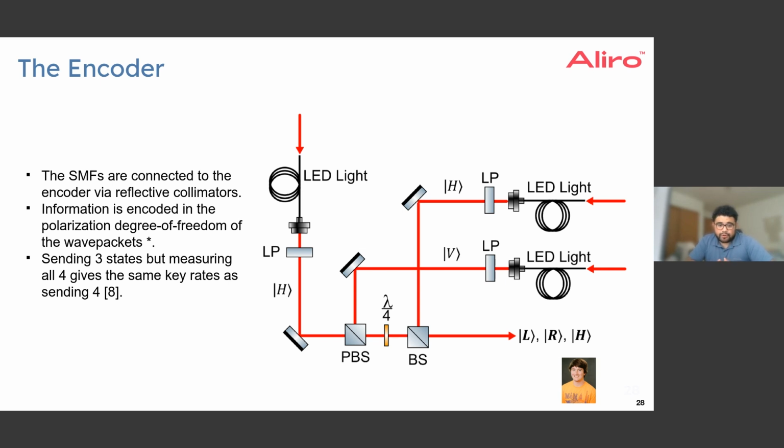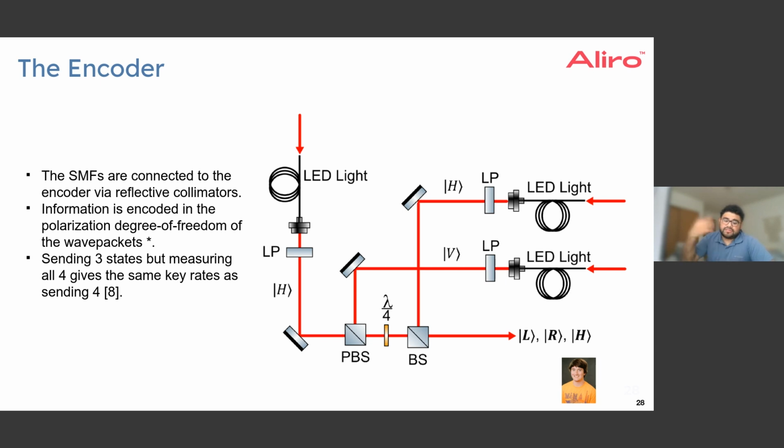Typically, in the BB84 protocol, you need 4 states to do QKD: 2 states coming from one basis and 2 from another basis. And in our case, as I mentioned earlier, we're using the circular basis and the rectilinear basis. So in theory, we would need to generate the left circular polarization, right circular polarization, horizontal polarization, and the vertical polarization. But it turns out that sending 3 states but measuring all 4 can give you the same key rates as sending 4. And so we only generate 3 states. This allows us to save some space and also some weight in our system. And so the 3 states that we generate are left, right, and horizontal in our system.